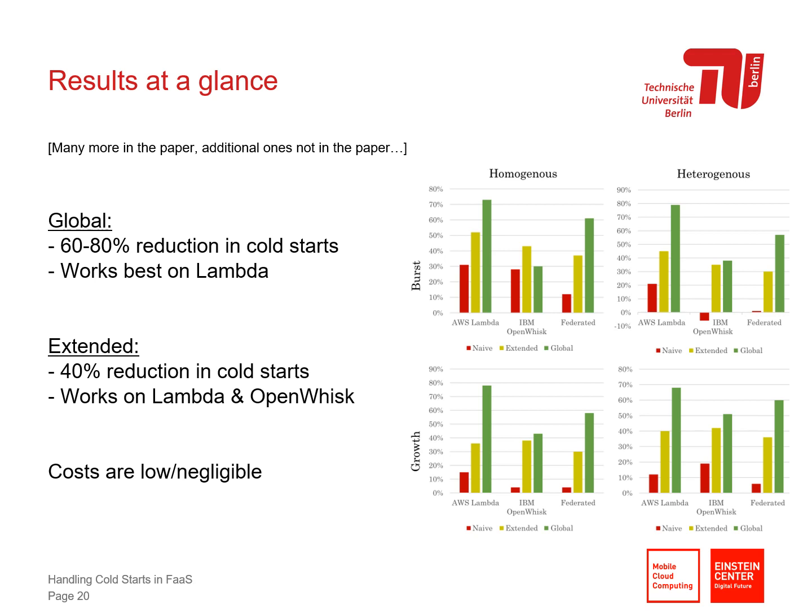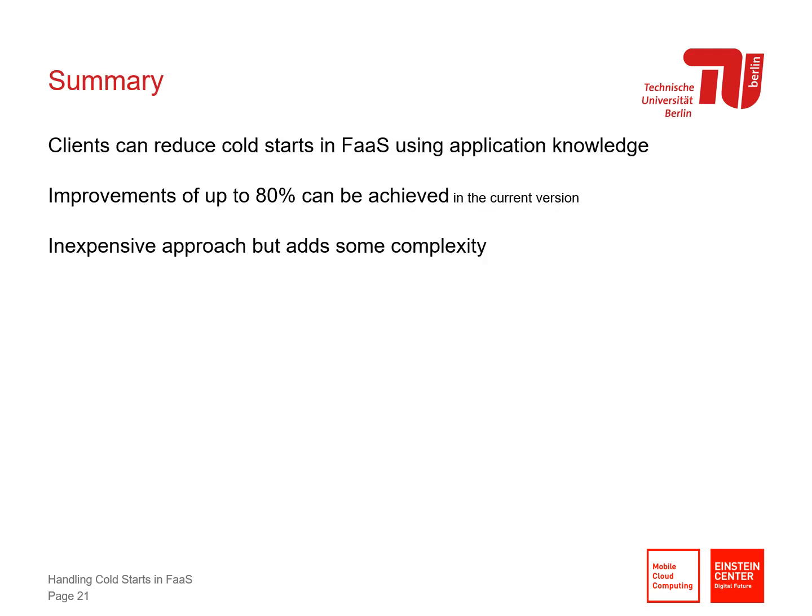Considering the necessary complexity, the extended approach seems to be a very good choice for all FaaS scenarios. The global approach works best when run only on Lambda. In both cases, costs are actually very low. More details on this are in the paper. To conclude, application clients can actually reduce cold starts in FaaS using application knowledge. They don't need any support from the platform provider to do this. Using this approach, improvements of up to 80% can be achieved. Overall, this approach is very inexpensive but adds some complexity which needs to be considered.